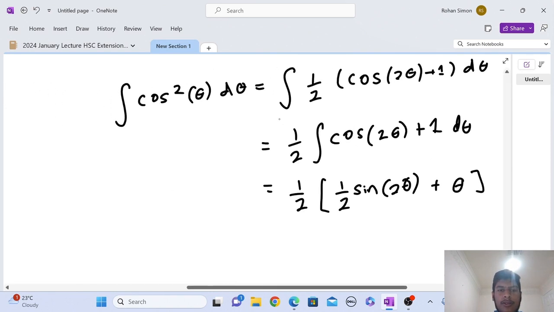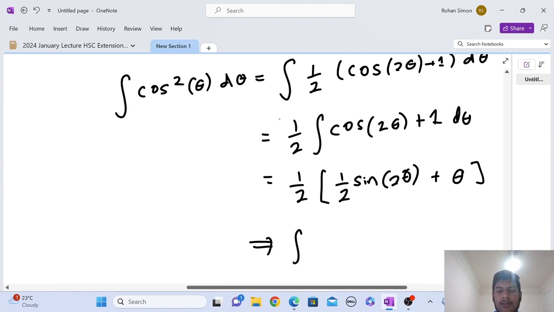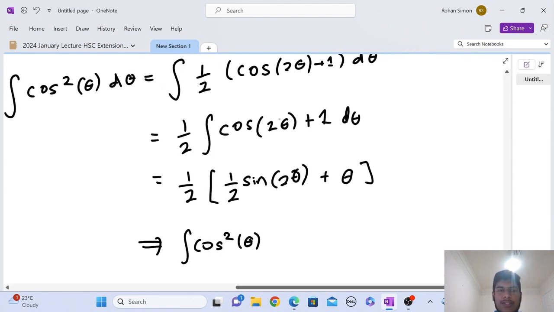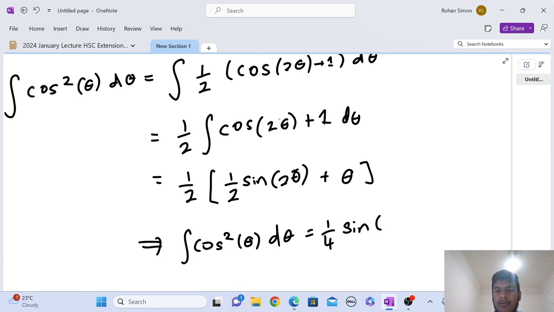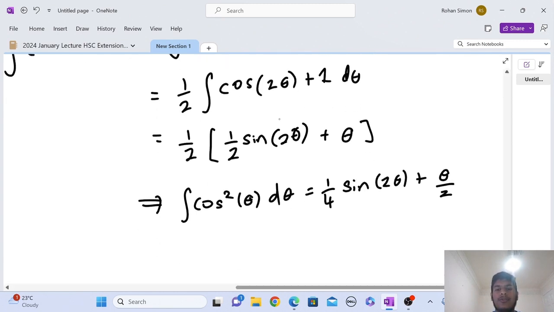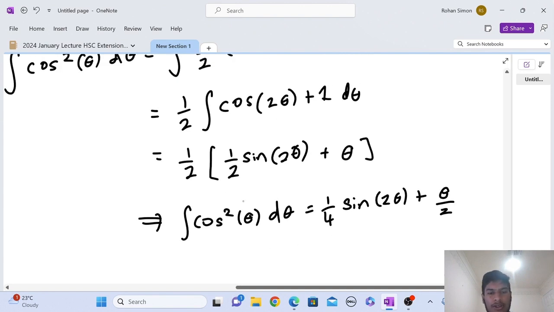So the integral of cos squared theta, using our identities, which we expressed in terms of cos 2 theta, is equal to 1/4 sine 2 theta plus theta on 2. And so we're done. That's how you would integrate cos squared theta.